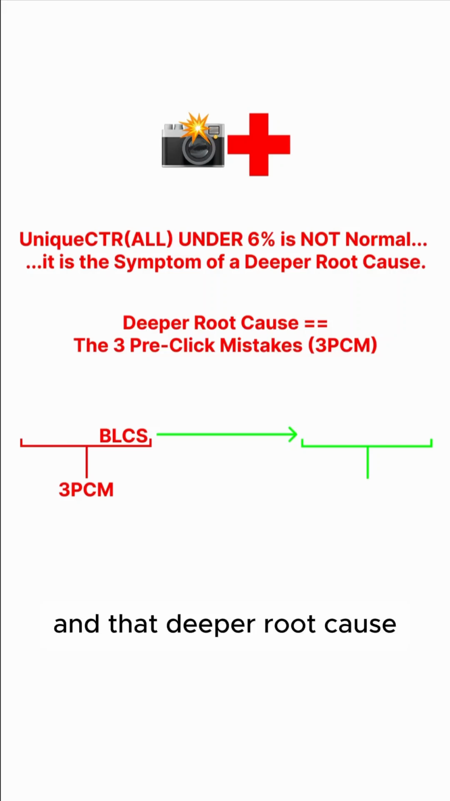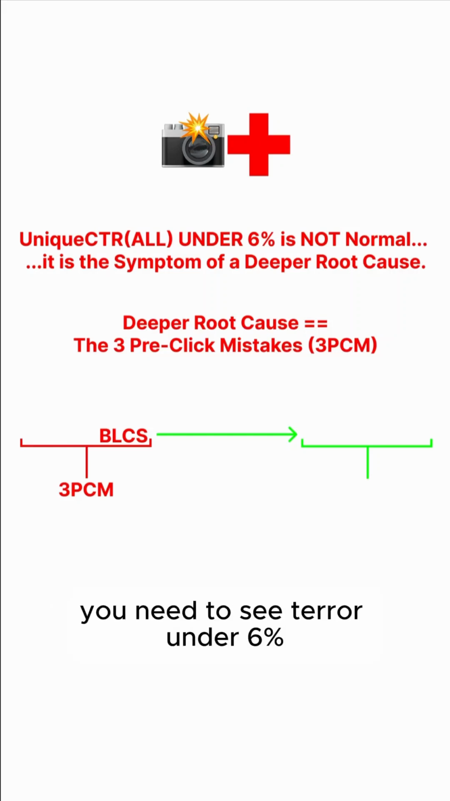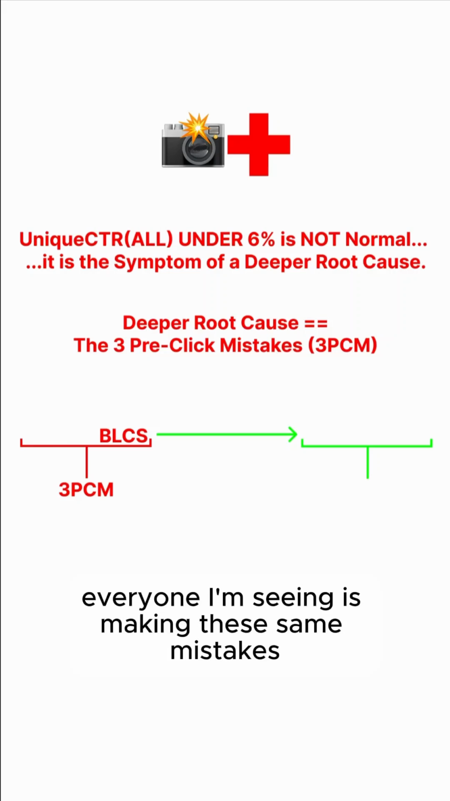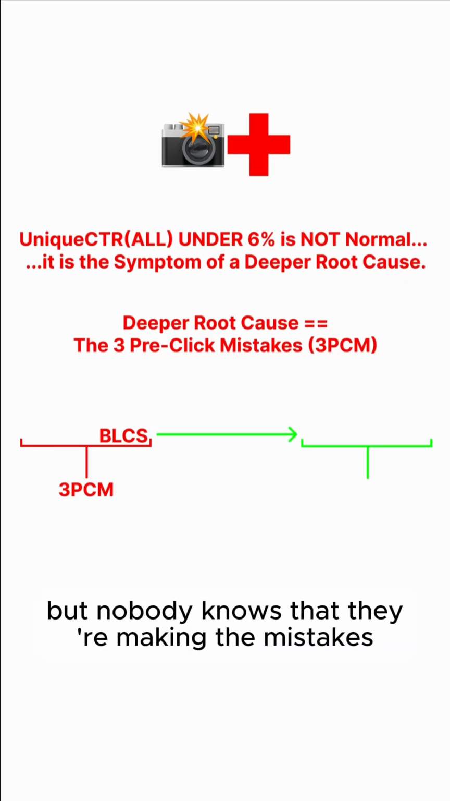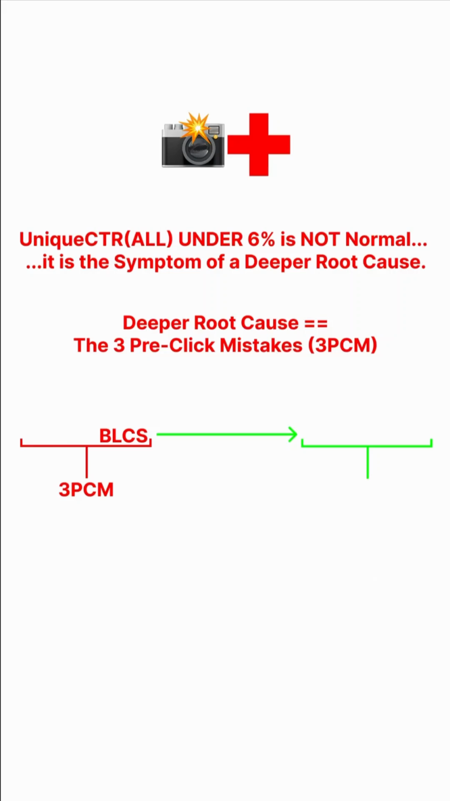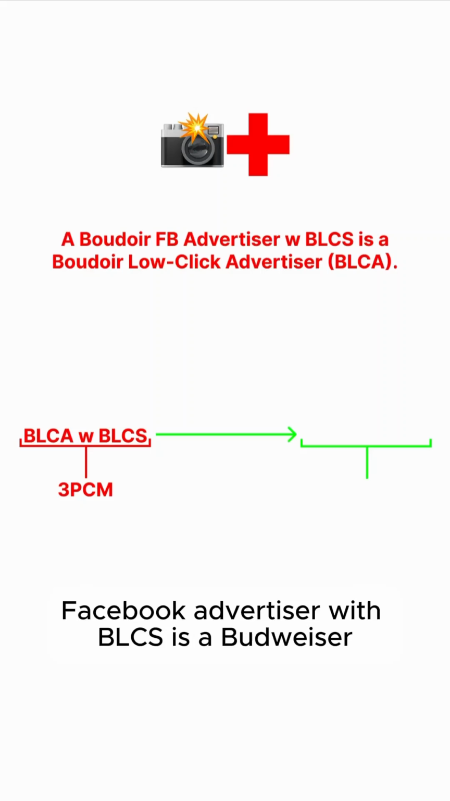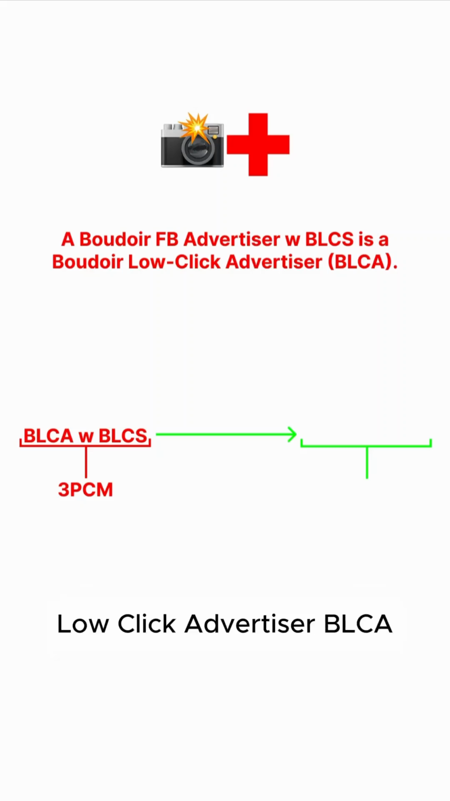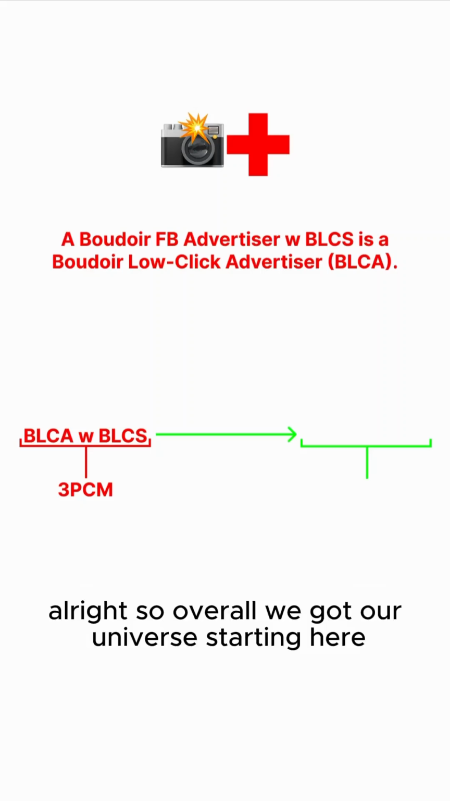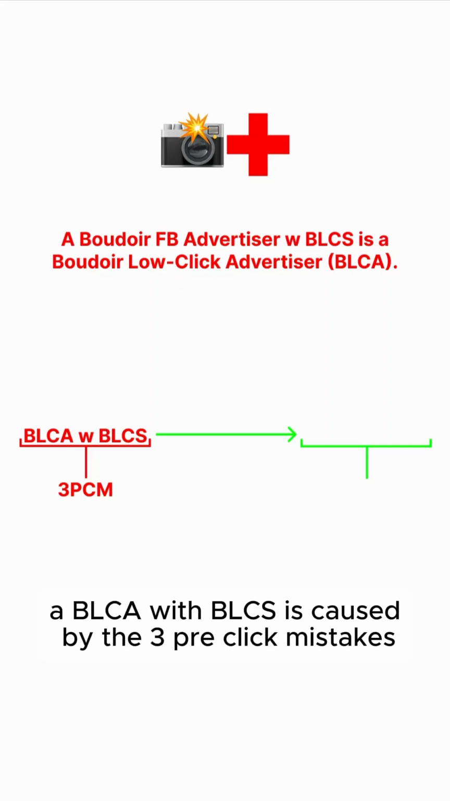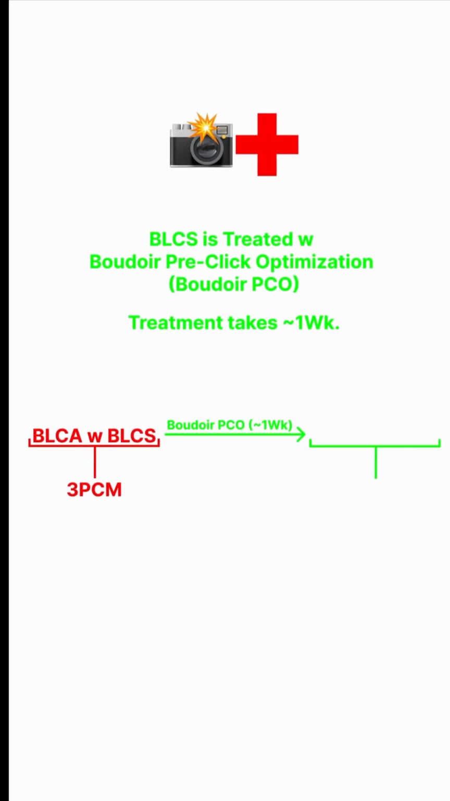And that deeper root cause is the 3 pre-click mistakes. Now, this is super common. Unique CTR under 6% is because everyone I'm seeing is making these same mistakes, but nobody knows that they're making the mistakes. We also know that a Boudoir Facebook advertiser with BLCS is a Boudoir low-click advertiser, BLCA. So overall, we got our universe starting here. A BLCA with BLCS is caused by the 3 pre-click mistakes.